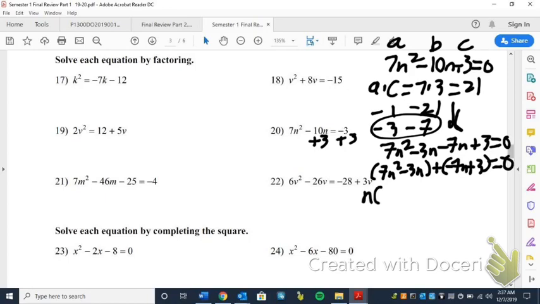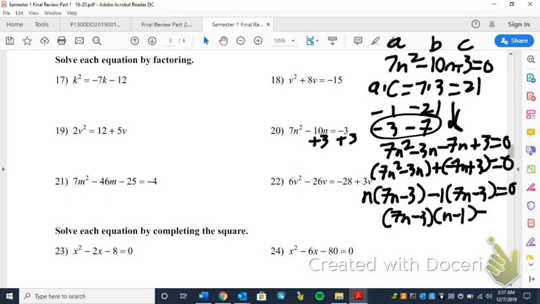So the greatest common factor of 7n squared and 3n is n, and we're left with 7n minus 3. The greatest common factor of negative 7n and 3 is negative 1. So I pull out a negative 1. That gives me a positive 7n and a negative 3. Basically it switches the signs. It's like dividing by negative 1. And then that gives me the 7n minus 3 that I pull out. I'm left with n minus 1.